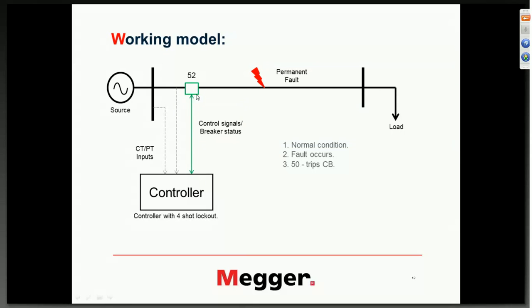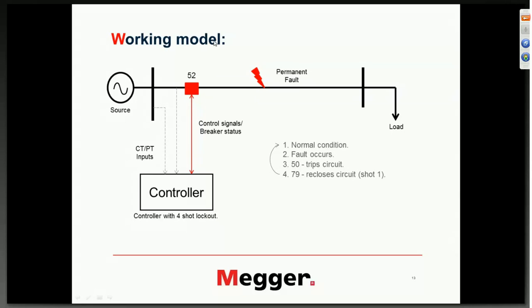So after the circuit breaker is opened, since we have a controller with auto reclose capability, the 79 function kicks in, which is the auto reclose function. It closes the circuit breaker again, just to make sure that it is not a permanent fault. The controller doesn't yet know whether it is a permanent fault or not.